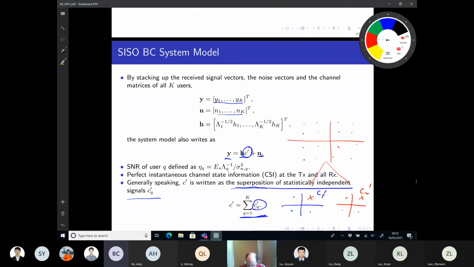So x1 prime plus x2 prime, for instance, this could be an example. If you transmit this point here for user 1 and this point there for user 2, then you will transmit these points effectively. You do a superposition of the different transmitted streams. So this is called superposition coding.